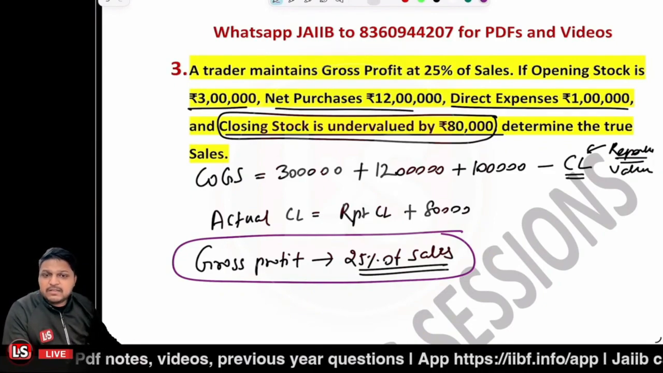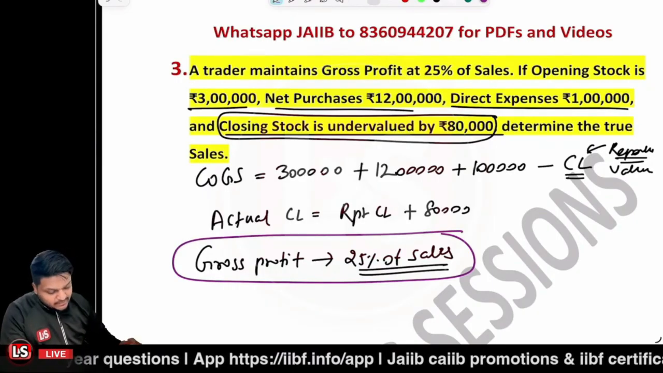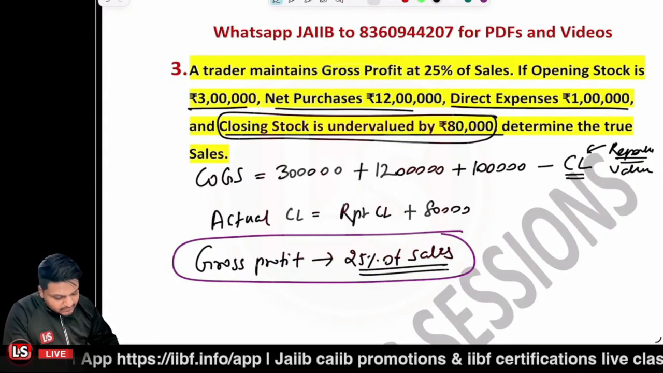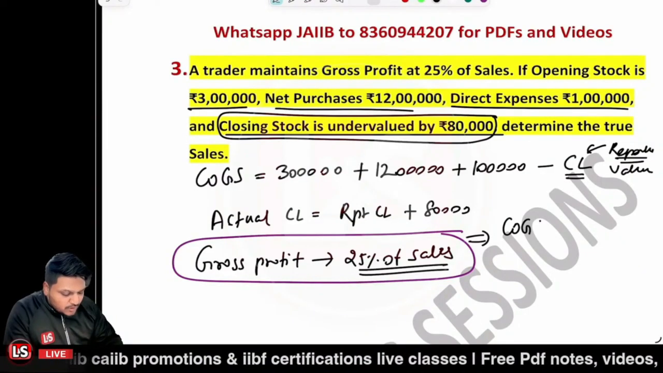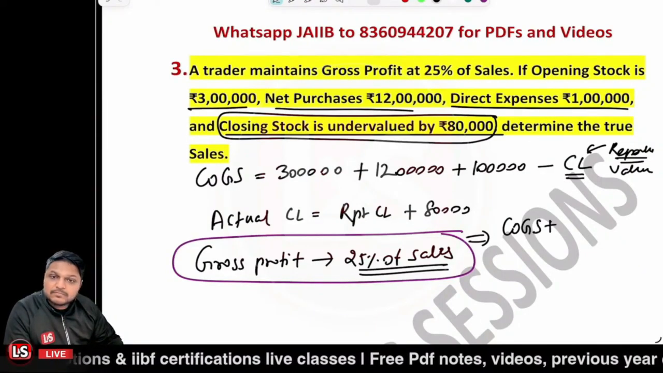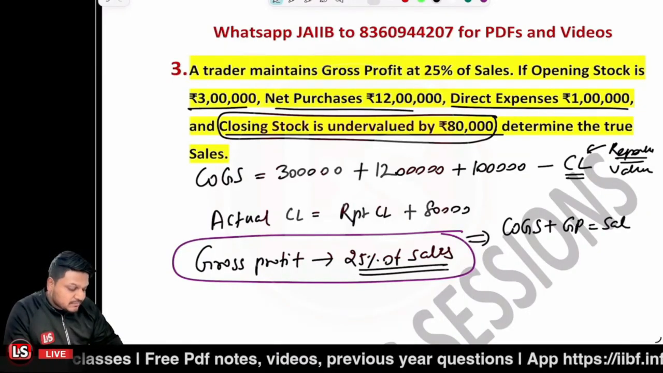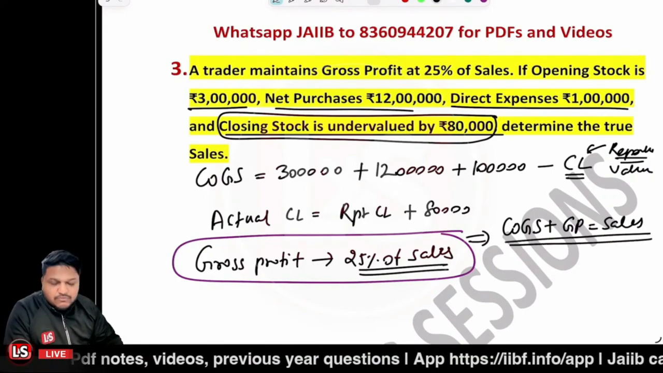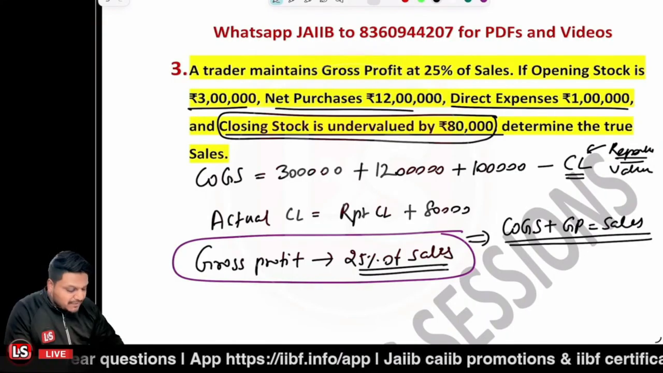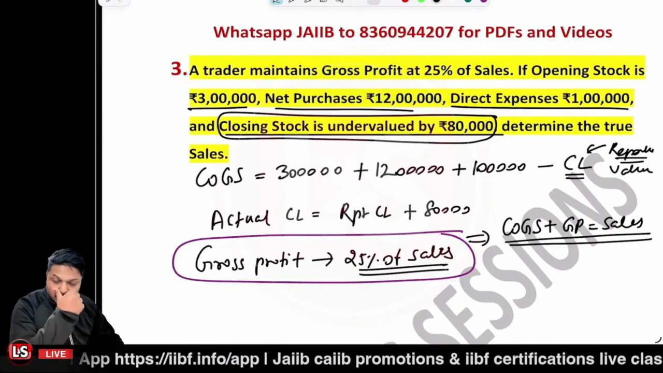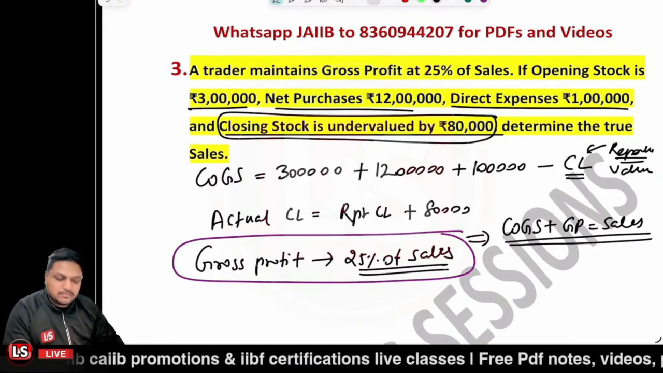And whenever a percentage is given, we simply know that there is a relationship between the gross profit and the COGS. We already covered previously, what is the relationship? It is COGS, cost of goods sold, plus gross profit is equal to sales. If you remember, that was the relationship I told you, no? That relationship exists between the COGS, the GP and the sales. If to the cost you add the gross margin, you'll get the sales amount, right?